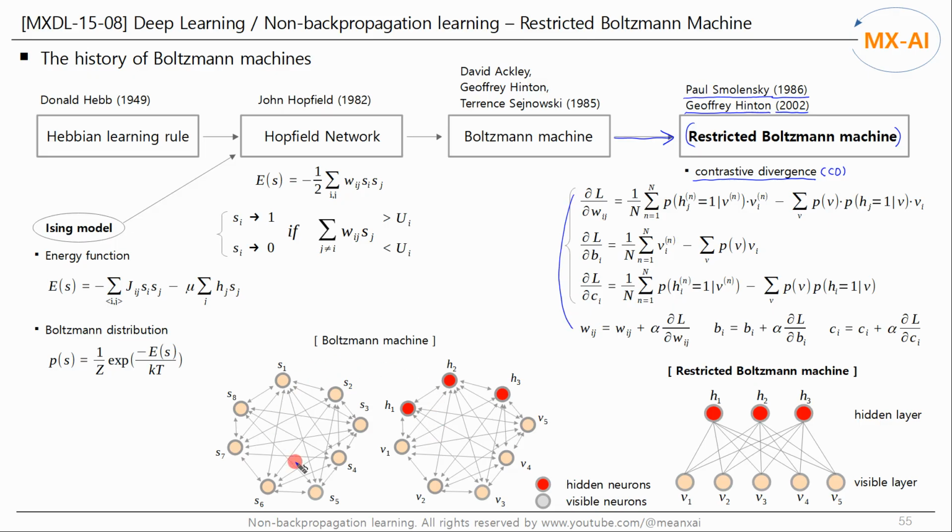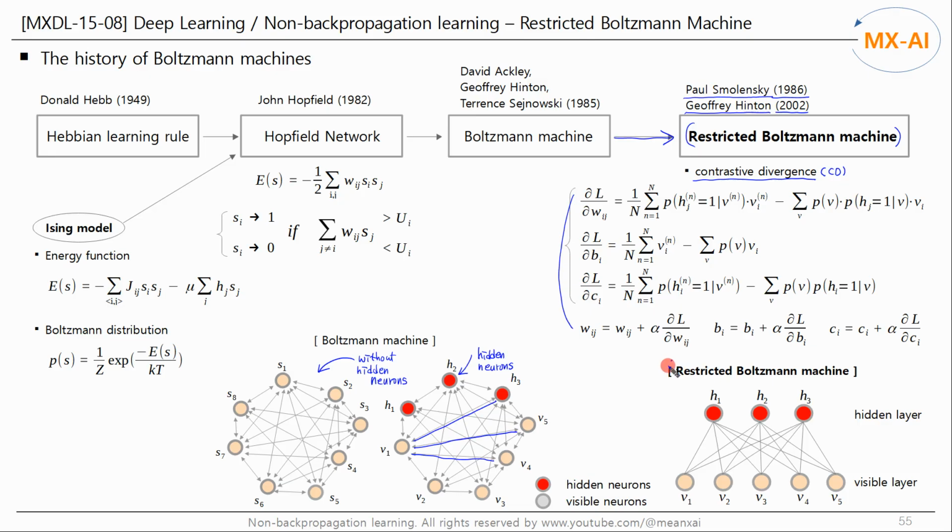The structures of Boltzmann machines are as follows. The left is a model without hidden neurons, and the right is a model with hidden neurons. In Boltzmann machines, every neuron is connected to every other neuron, giving the network great expressive power. But it is computationally expensive, making it impractical for high-dimensional or large-scale problems.